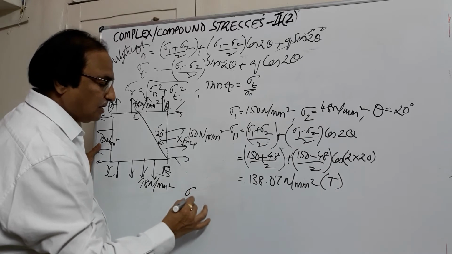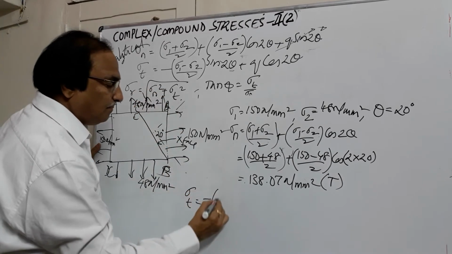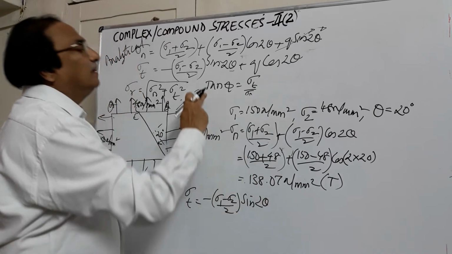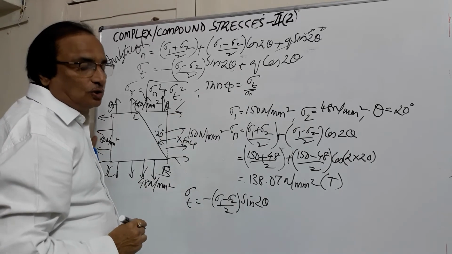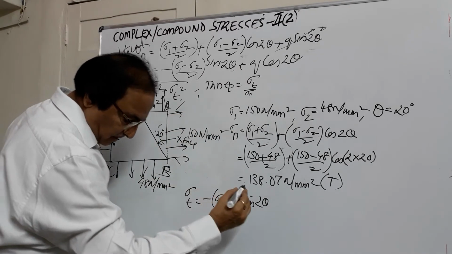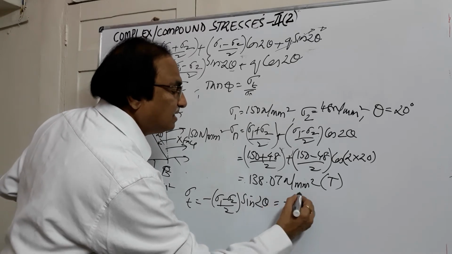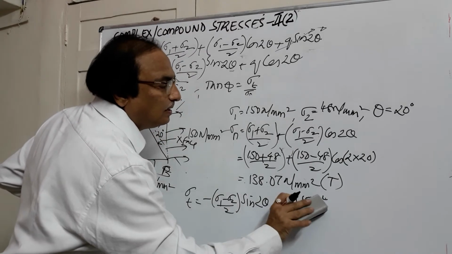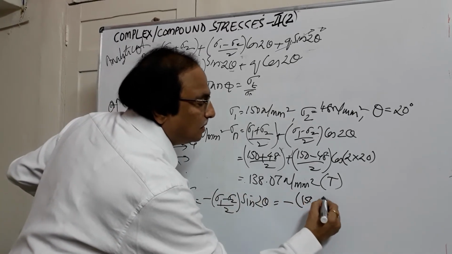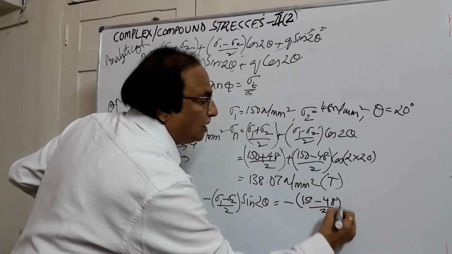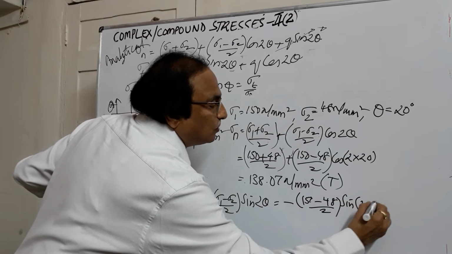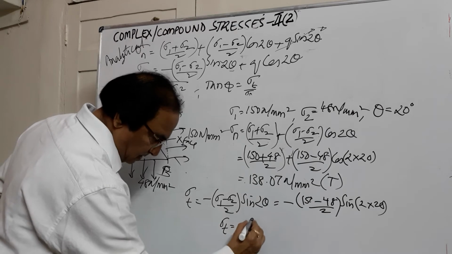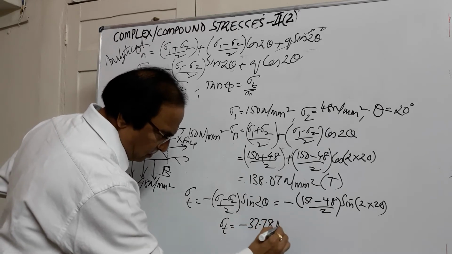So likewise we will go for sigma t. Sigma t is given by minus (sigma 1 minus sigma 2) by 2 into sine 2 theta. The q part will be 0 because there is no q here. So the important thing is for you to remember the formulas. If I simplify the values, minus (150 minus 48) divided by 2 into sine of 2 into 20, you get sigma t is equal to minus 37.78 Newton per mm square.